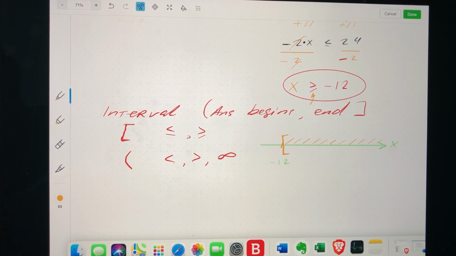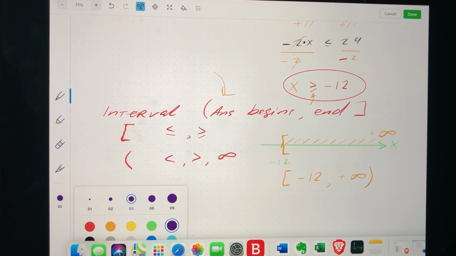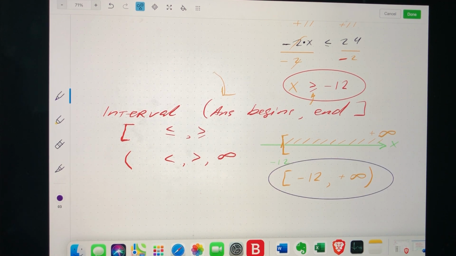So at this point, all I do is copy this picture in this notation. So I have a bracket to begin with, then there is minus 12, and there is no end, it goes to plus infinity. So plus infinity is the end, and there is always a parenthesis around infinity. So this is the answer using the interval notation.